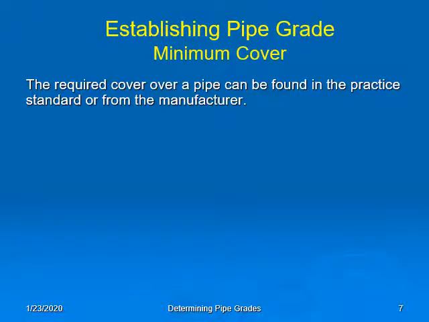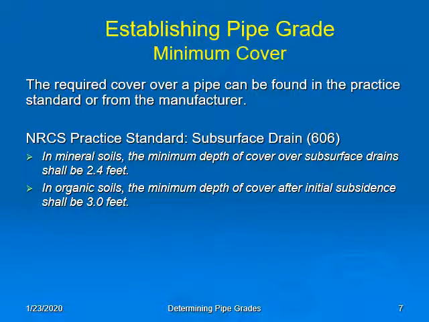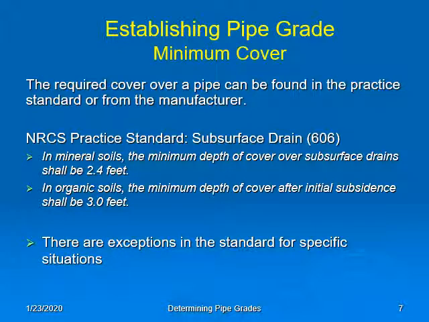The required cover over a pipe can be found in the practice standard or from the manufacturer. The NRCS practice standard subsurface drain 606 specifies that in mineral soils, the minimum depth of cover over subsurface drains shall be 2.4 feet. In organic soils, the minimum depth of cover after initial subsidence shall be 3 feet. There are exceptions to the standard for specific situations.